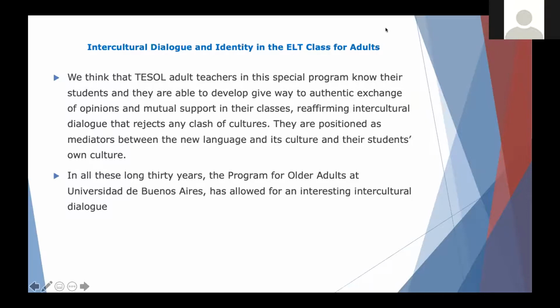So, going back to TESOL teachers, we think that teachers are already positioned as mediators, in this case, between the new language and its culture, and their students' own culture. In all these 30 years of the program, we see that it has given place to an interesting intercultural dialogue that is never forgotten by the members of a group, and that extends further than the classroom itself.